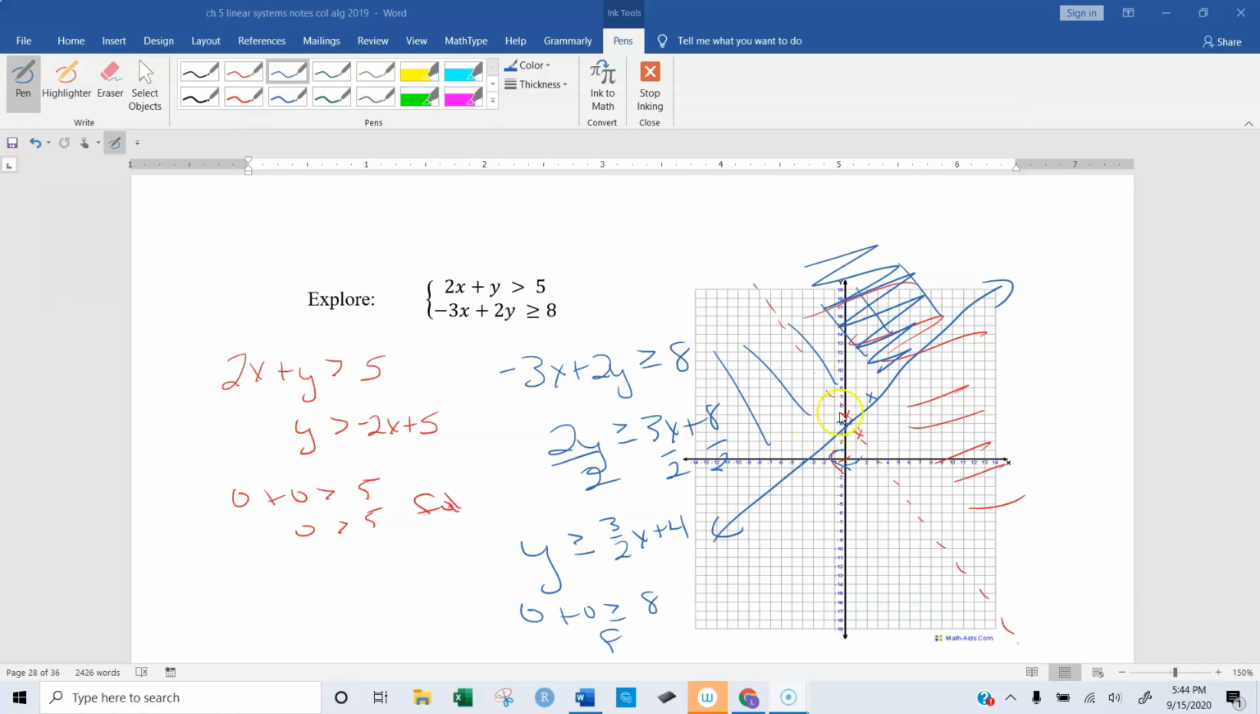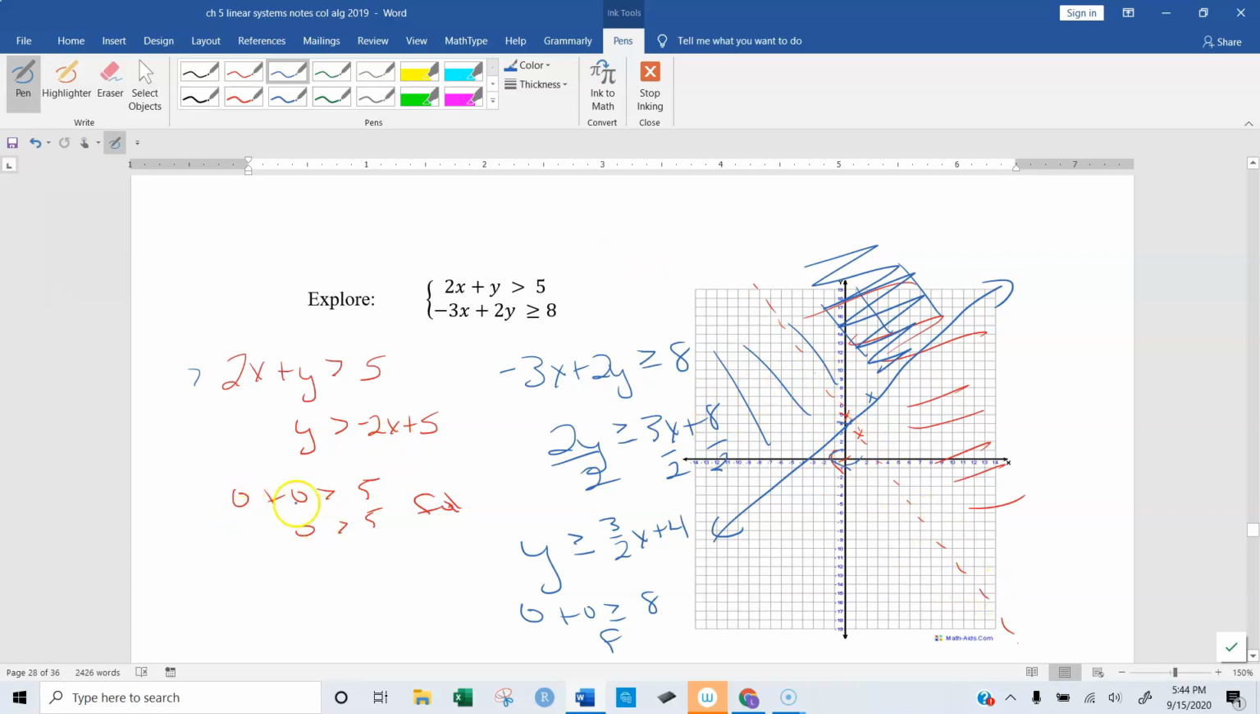Okay, I hope you did a good job. I took both of them and solved for y this time. So the 2x plus y is greater than 5. Subtracted your 2x. So your y-intercept was 5 with a slope of -2. So you went down 2 over 1. It was a greater than, so it's a dashed line.